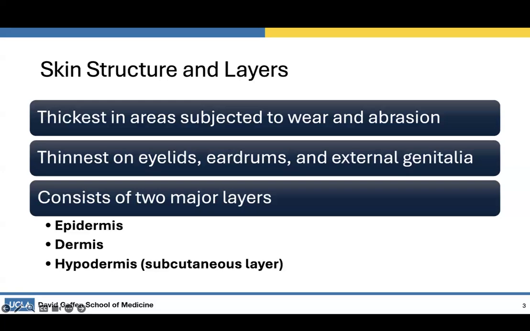Let's talk about the skin layers and structure. Skin thickness varies across the body, being thickest in areas subject to wear and abrasion, like the palms of the hands and soles of the feet, and is thinnest on the eyelids and the eardrums.